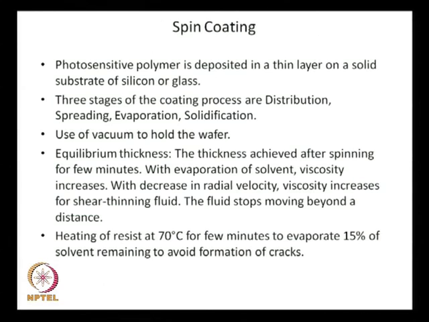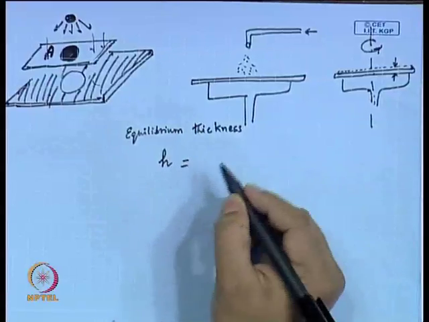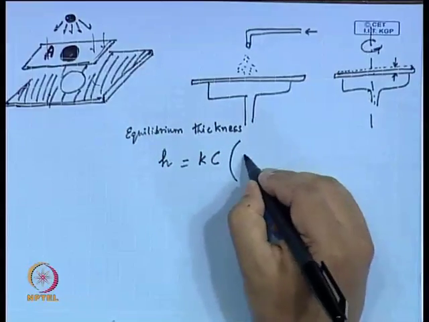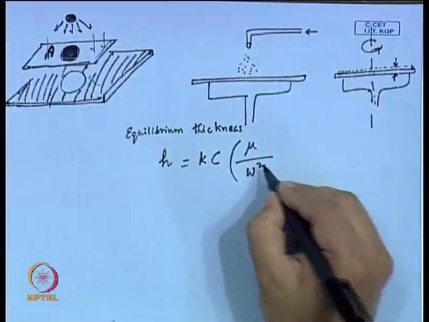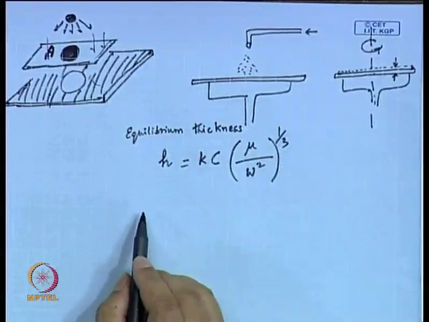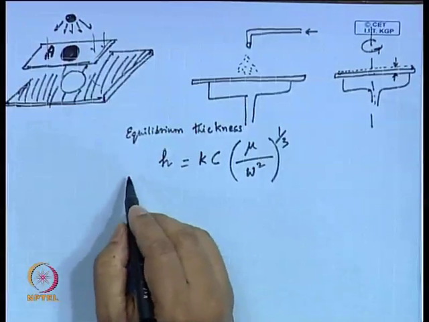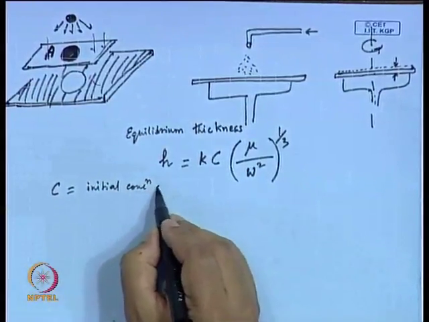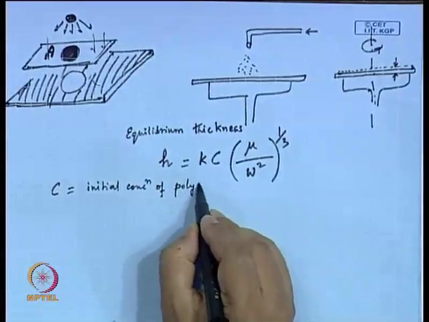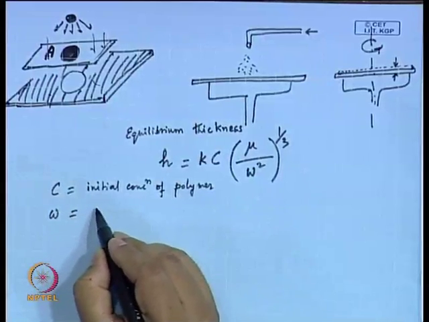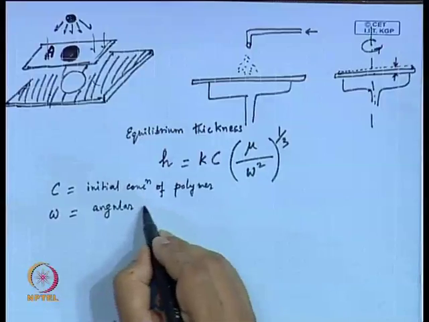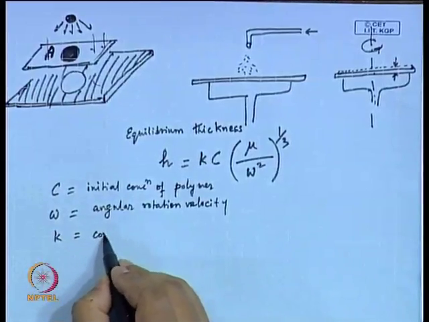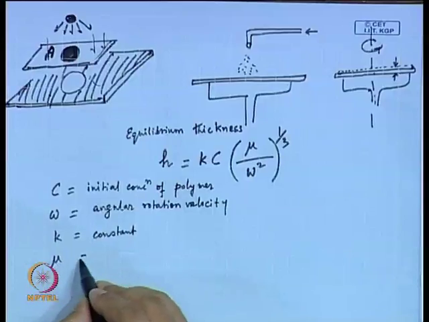In fact, there is a formula for equilibrium thickness. This is an empirical formula, but at least it gives you an idea of what kind of dependence you have, how this equilibrium thickness depends on the spinning rate, etc. This is the formula that is used for equilibrium thickness, where H is the thickness, C is the initial concentration of polymer, omega is the angular rotation velocity, k is some constant, and obviously mu is the viscosity.